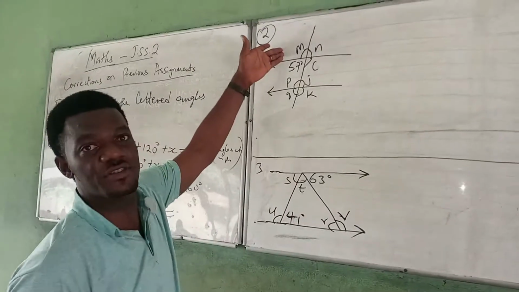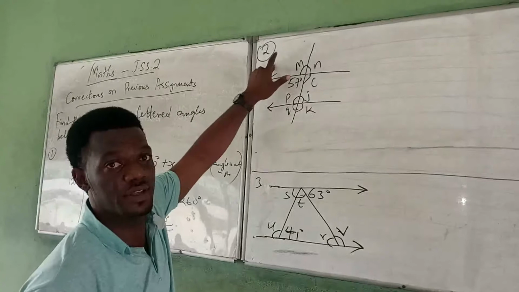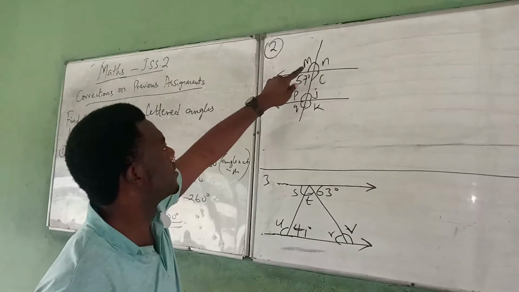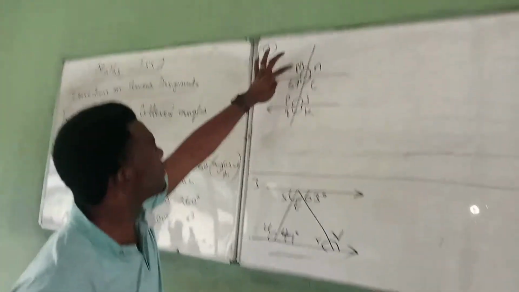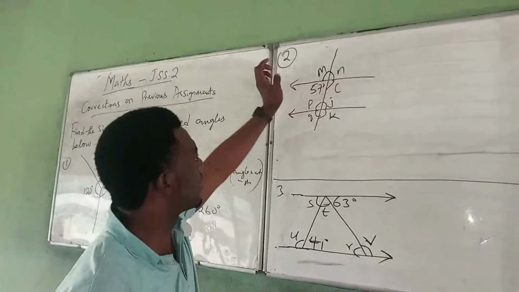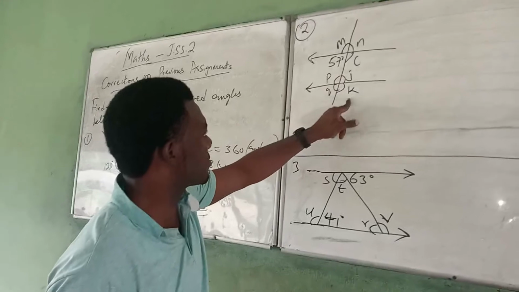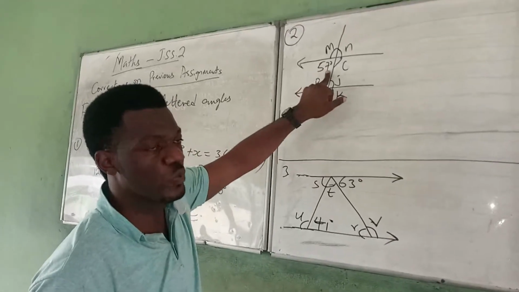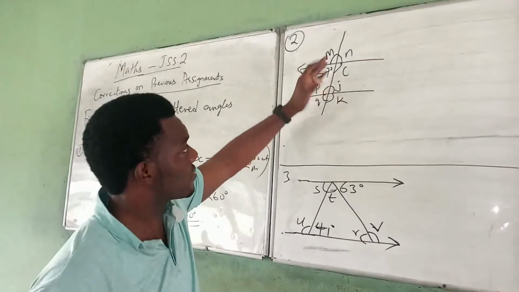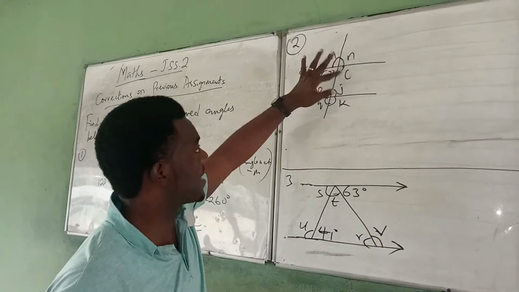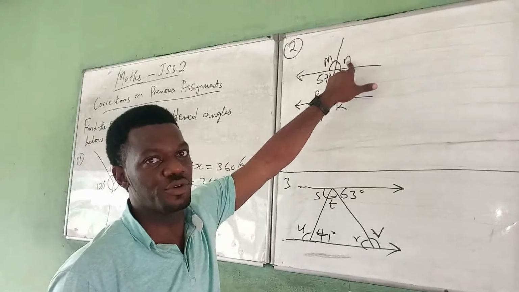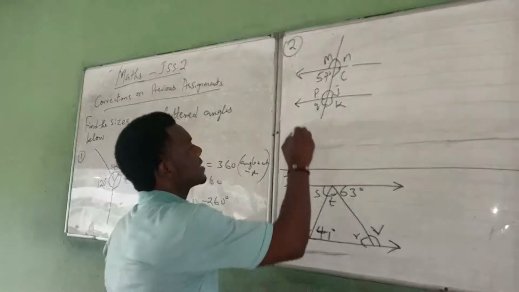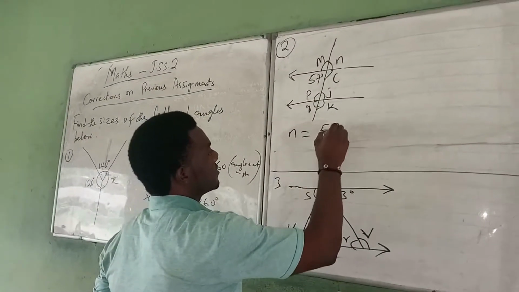So come over to number 2, the second assignment I gave you. Looking at the figure here, we find M, N, L, P, J, Q, K. We are given only 57. So from this, the first angle we can comfortably find is N. Remember the rule 2. N is equal to 57 degrees.